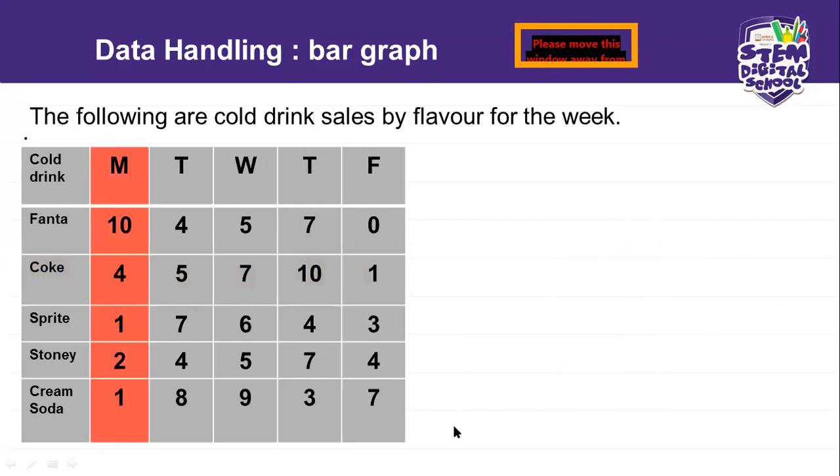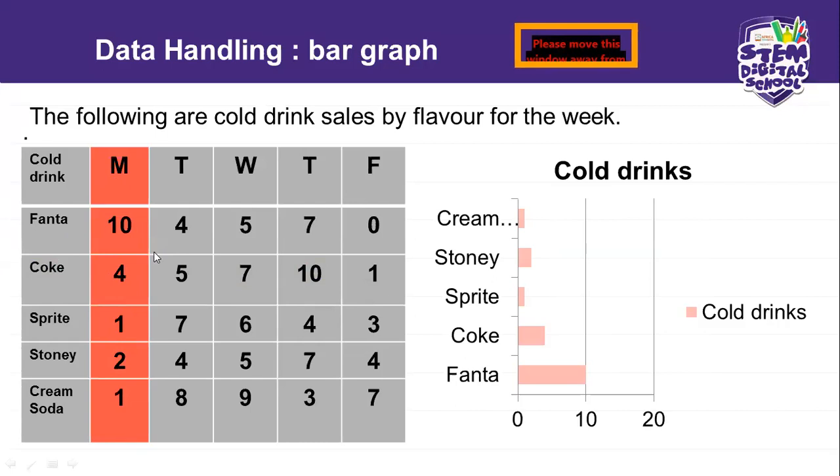We are going to do another bar graph. Okay, but look at the direction now. The previous bar graph, we were looking only at one cool drink. Now we are looking at all the cool drinks, but we have chosen one day, which is our Monday. Okay, let's see how the graph will look like.